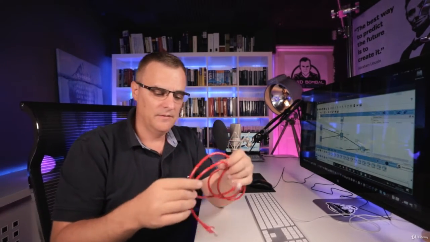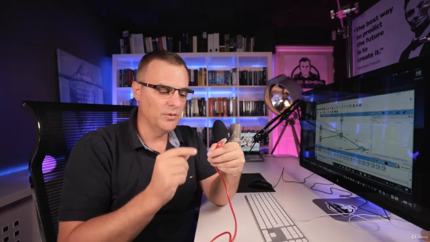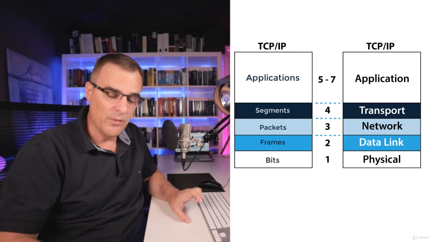On copper, do we have electricity or not? The most fundamental example would be if there is electricity on a wire, it means 1. If there's no electricity, it means a 0. So think of this as a light going on and a light going off. Is it on? Is it off? And that represents our bits. So at layer 1, we have bits.